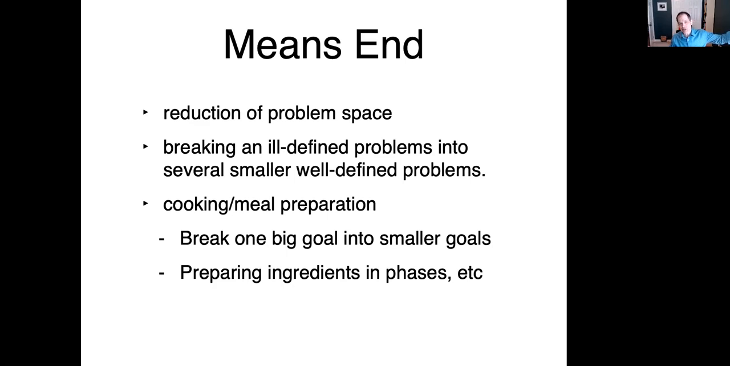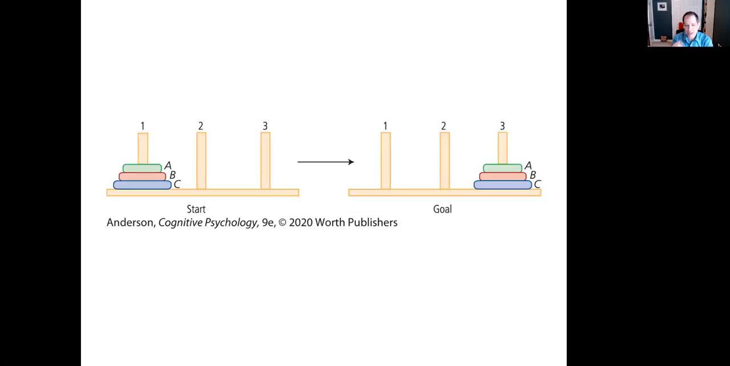Some people are experts at it. Maybe the person who always hosts the meal is really good at doing it. So you see that there's a lot of knowledge and expertise. But how would you solve this if you didn't have knowledge and expertise?